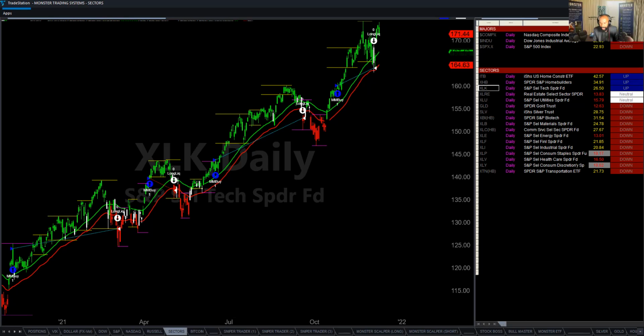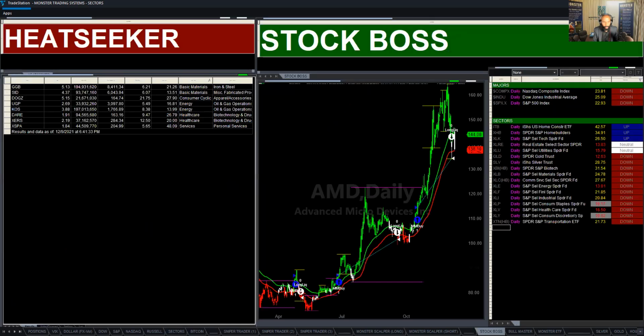So how do we find our stocks? We know that the three sectors that are looking good are home construction, home builders, and technology. So then we would go here to see if we can find any stocks within that area. This is our Heat Seeker. Heat Seeker tracks about 20,000 stocks every single day, and it will give us stocks in these particular sectors. Right now we don't have any in those sectors, so we would wait.